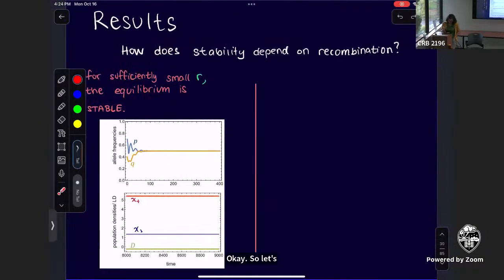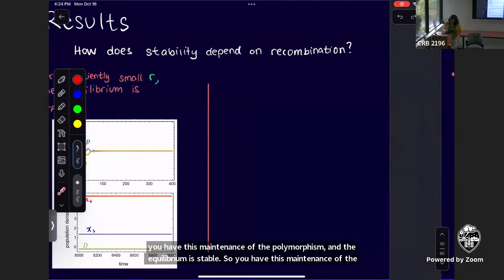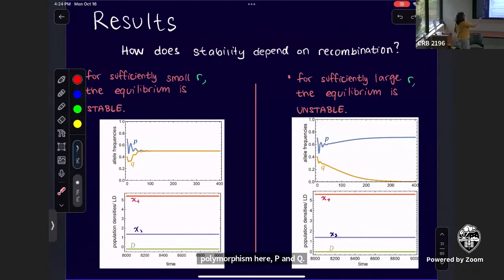So I'll share some numerical results at least. For a sufficiently small r, that's the recombination rate, if recombination rate is really small, then the equilibrium is stable. So you have this maintenance of the polymorphism here, P and Q, and the population densities. On the other hand, if recombination is large, then the equilibrium is unstable, and you can see that there's fixation of the allele at the locus with lower effect on the trait.